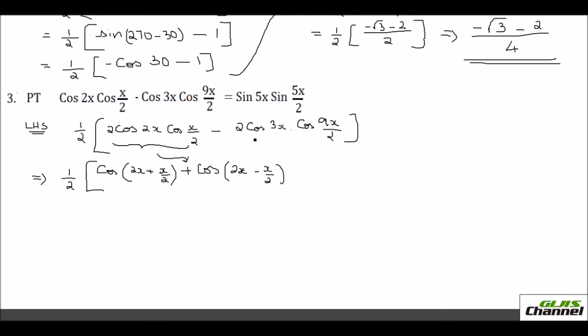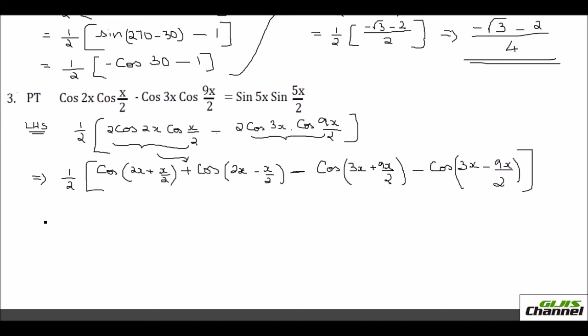Okay. Now this portion also I am going to write it like this. So I just put the negative sign you have here. This is going to be cos 3x plus 9x over 2, right? And the minus sign, when it gets inside, it becomes minus again. So it is cos 3x minus 9x over 2.